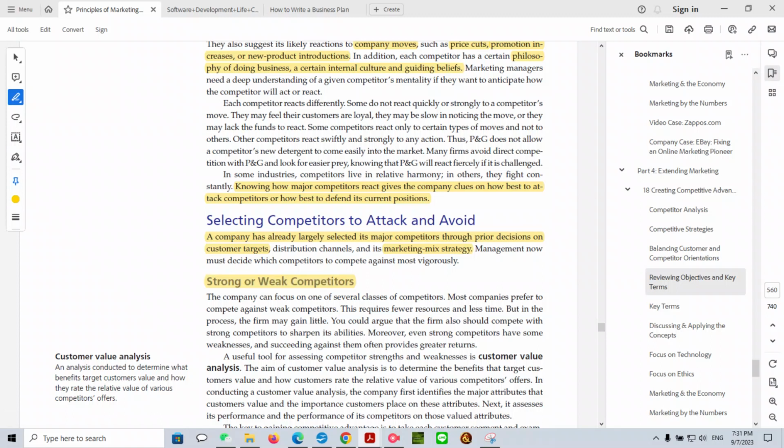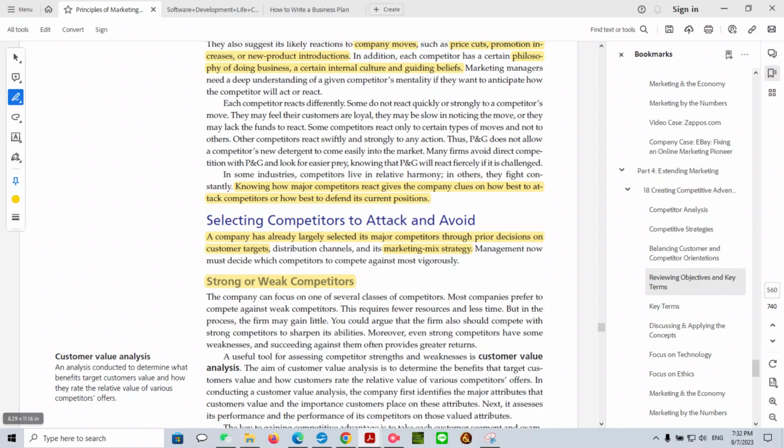So we have strong or weak competitors. The company can focus on one or several classes of competitors. Most companies prefer to compete against weak competitors. Makes sense, right? The strong competition is the predator, and the weak competition is the prey. This requires fewer resources and less time, but in the process, the firm gains little. You could argue that the firm should compete with strong competitors to sharpen its abilities. It depends on what's easier to do. So it's risk versus reward. Although the risk is low, maybe the reward is low, and therefore it may not be worth it. You need to do a risk versus reward assessment.